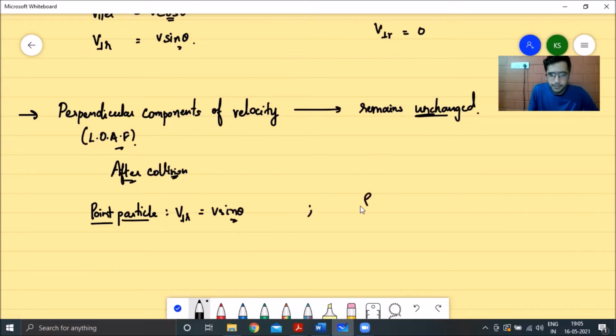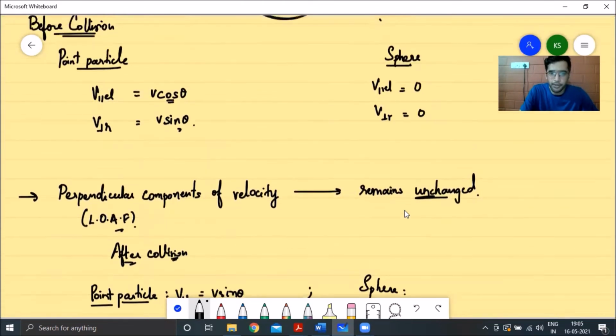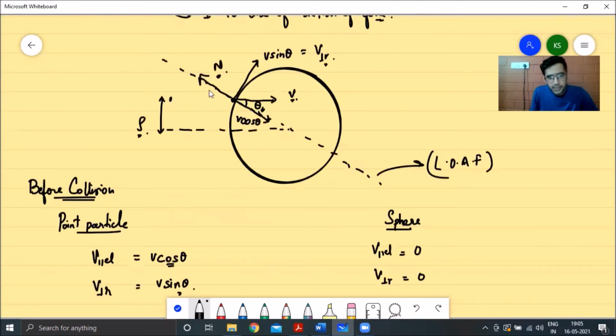What about the sphere? Let's consider the sphere as well now. What will happen to its perpendicular component of velocity? The particle will exert a force on the sphere towards the center, so the force acting on the sphere is also along this direction. There is no force acting on the sphere perpendicular to this line, which means once again that there will be no acceleration for the sphere along this line. So its velocity component along this direction will also remain the same, right?